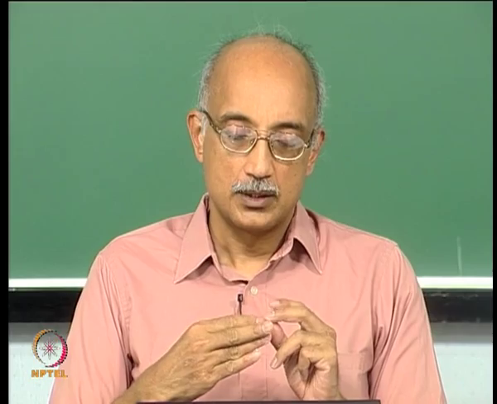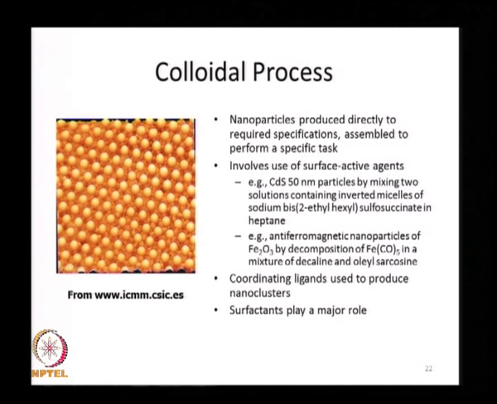Some of the examples are 50 nanometer particles of cadmium sulfide that is produced by mixing two solutions containing micelles of sodium sulfosuccinate in heptane. Another example is antiferromagnetic nanoparticles of Fe2O3 that are produced by decomposing Fe(CO)5 in a mixture of decalin and oleyl sarcosine. These are examples of nanoparticles or nanomaterials that are obtained by taking two reagents and mixing them together at molecular scale to produce a nano-dimensional material.